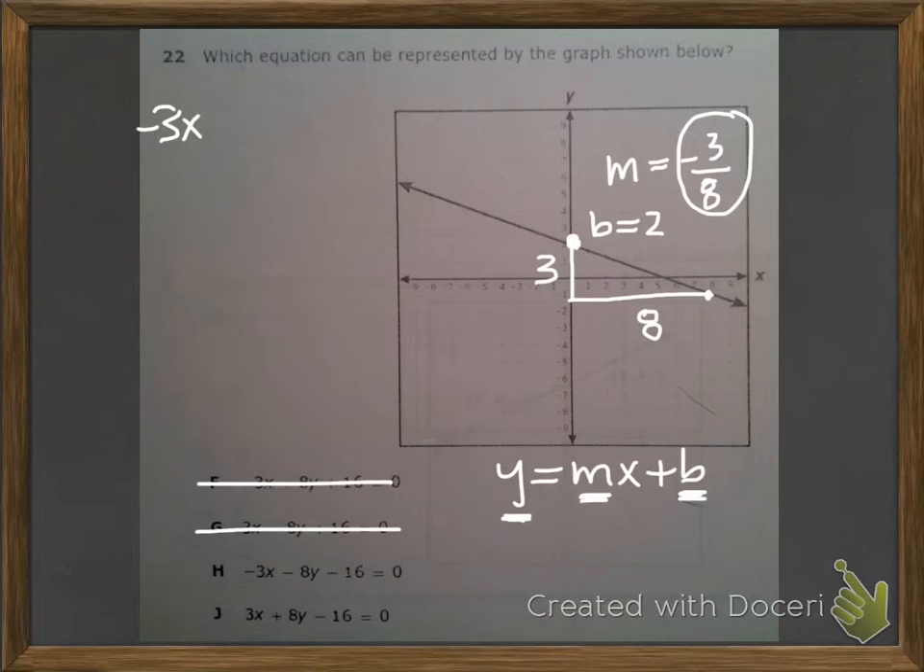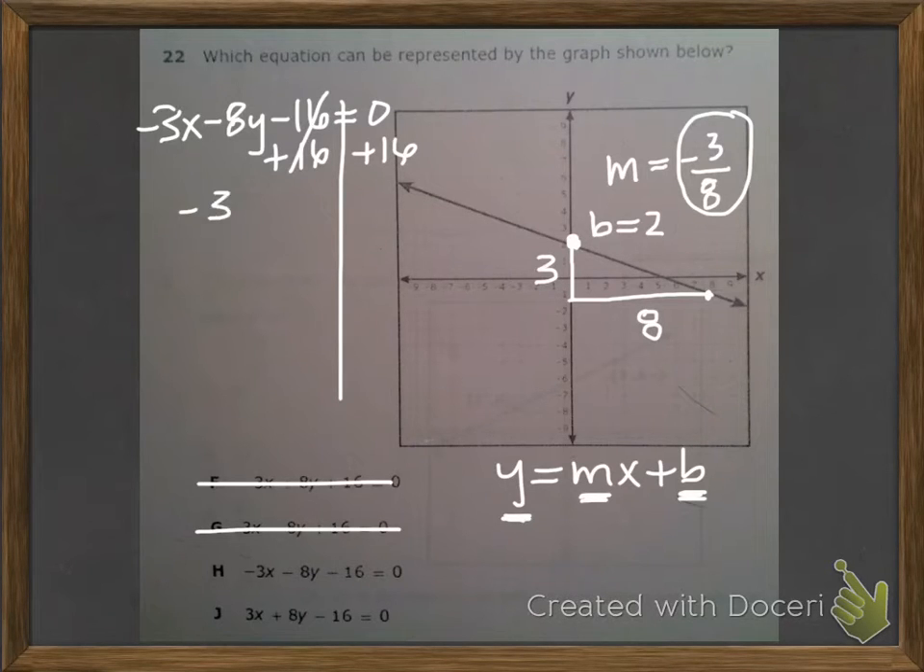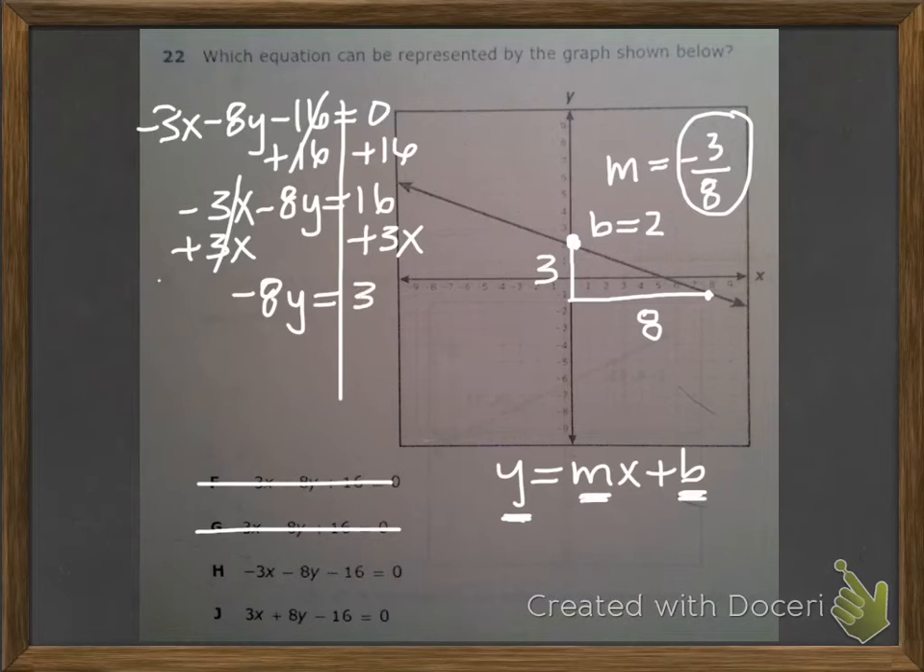-3x minus 8y minus 16 equals 0. Move my constant over by adding it this time because it's negative to both sides. -3x minus 8y equals 0 plus 16, which is 16. Now I'm going to move my constant over since it's negative. Sorry, not my constant, my x term. Since it's negative, I'm going to add 3x to both sides. So I end up with -8y equals, I'm going to put my x term first, followed by my constant, and then I'm going to divide everything by -8.